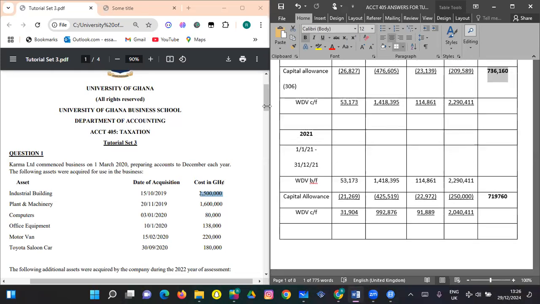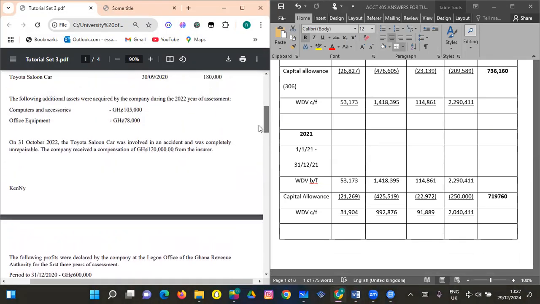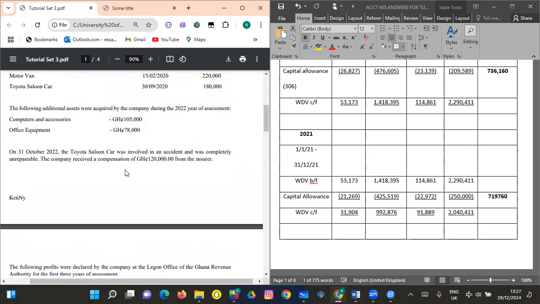Remember, the next purchase or sales was made on 31st October 2022. So we have to automatically find our written down value for 2021 and then send it to 2022. So the following assets were acquired during 2022. Basically, we are going to do the same thing. Computer and accessories is in pool one. So we are going to bring this to pool one in our 2022. So let's just look at what happened in 2021.